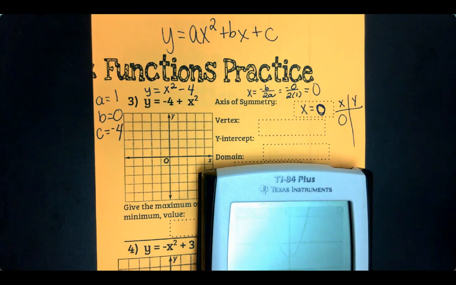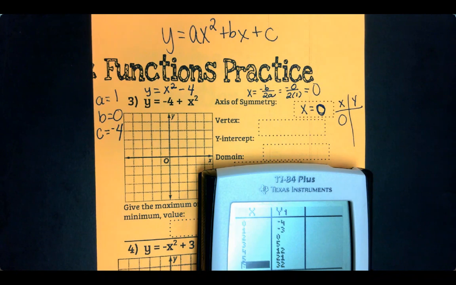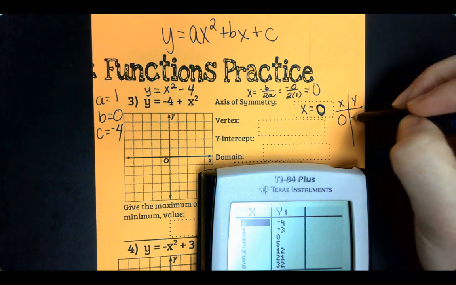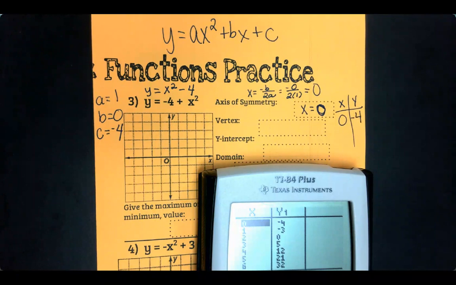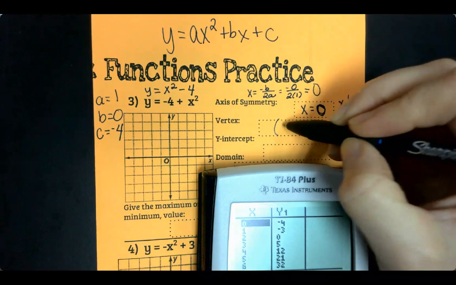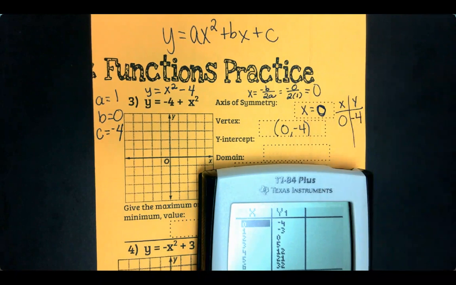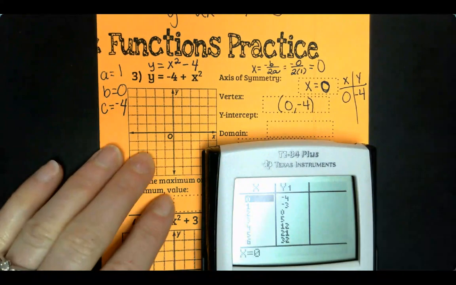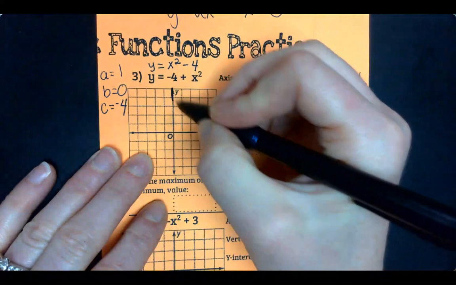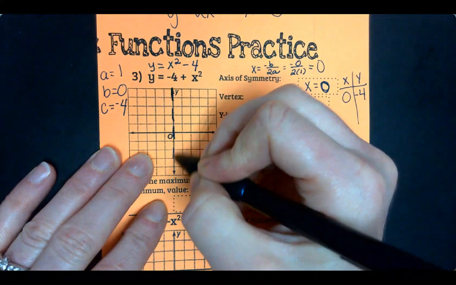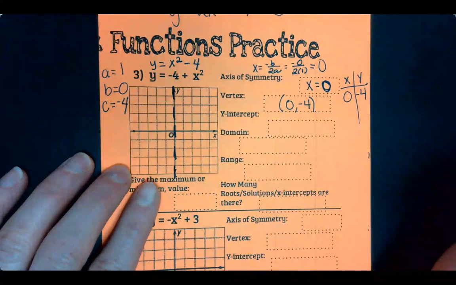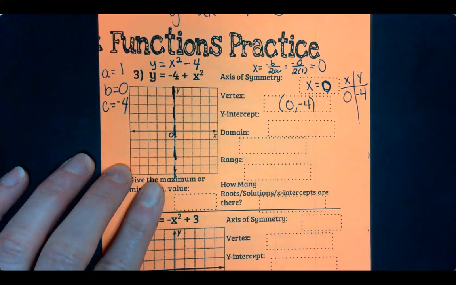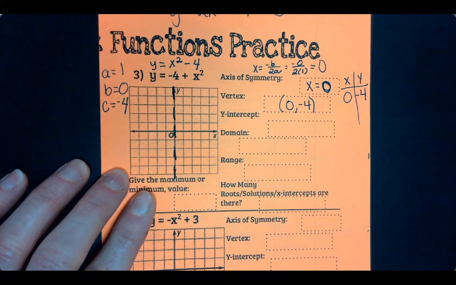So let's go to the table. We'll start at 0. So 0 is at -4. So that's our vertex. You always use the axis of symmetry to find your vertex. So the axis of symmetry is the y-axis because it's at 0. Draw your dotted or dashed axis of symmetry. So 0, -4.